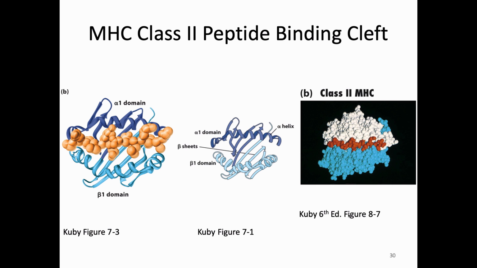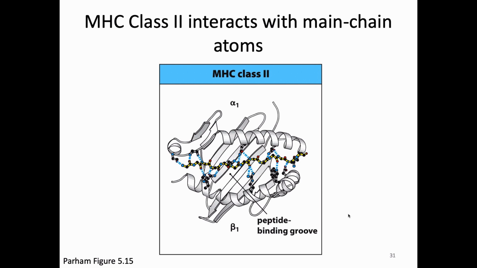So one big difference is how open or closed that binding cleft is, and thus how long of a peptide we can see. The other big difference is that the MHC Class II peptide binding cleft largely makes connections with main chain atoms, those N's and C's that are part of the backbone, not the R group. And so our peptide binding groove is going to make a lot of contacts with those main chain atoms.